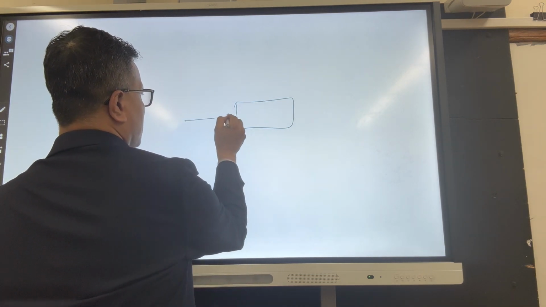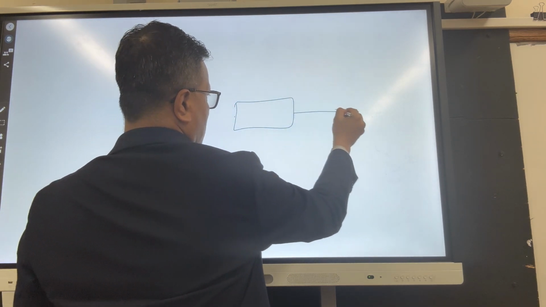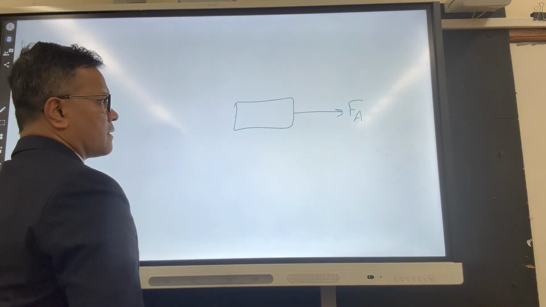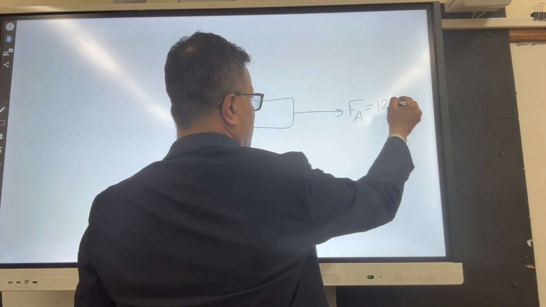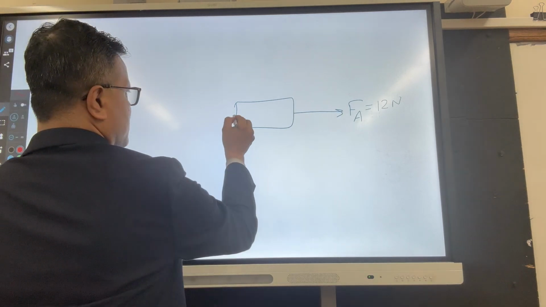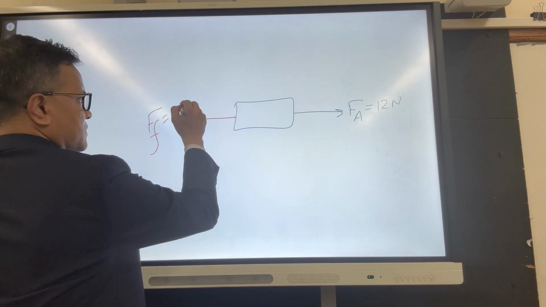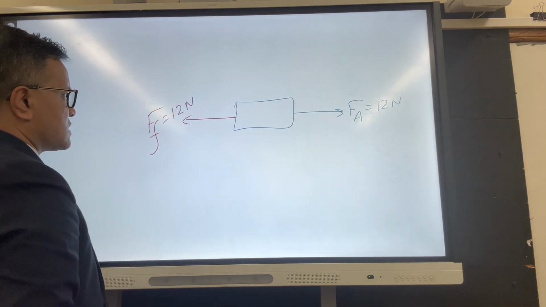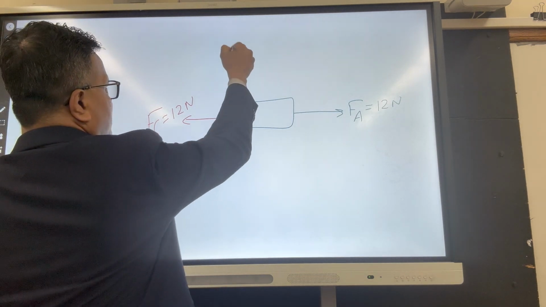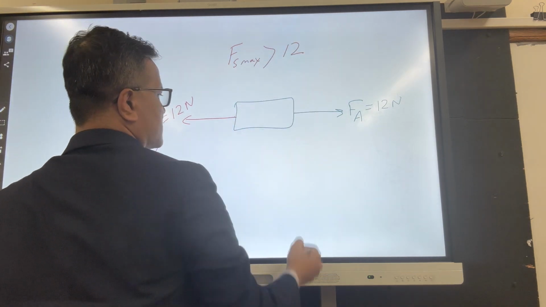And you apply a force, applied force, F applied. If your applied force is 12 Newton, what happens to the force of friction? The force of friction also becomes 12 Newton, as you saw in the classroom. In what scenario does the force of friction become 12 Newton? If the Fs max is greater than 12. What is Fs max?